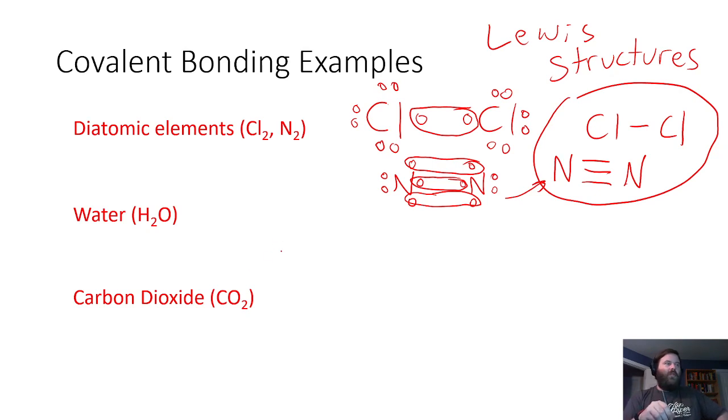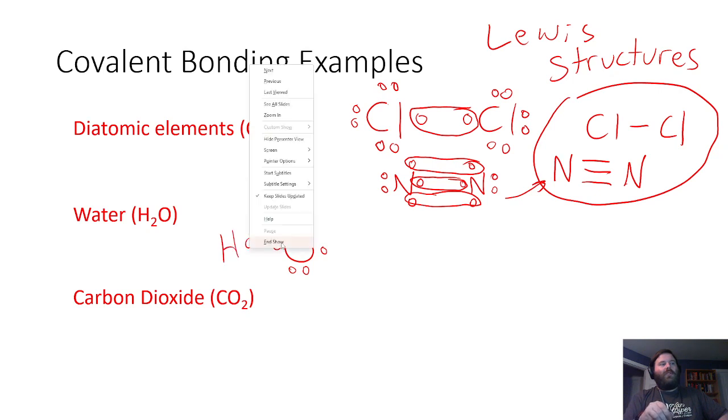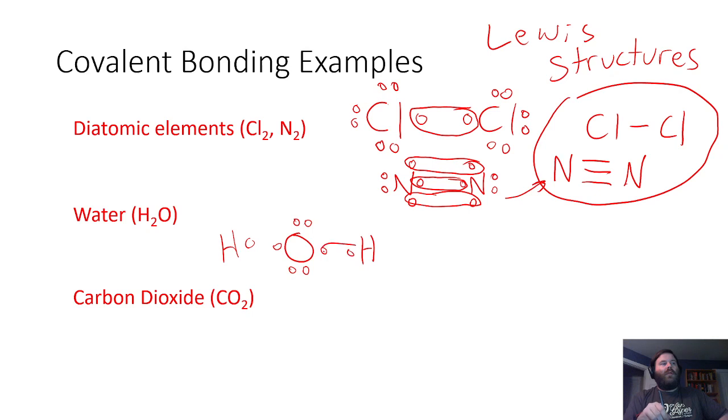Water, another example, that's an oxygen, which remember it has 1, 2, 3, 4, 5, 6 valence electrons. So we get 2 hydrogens, each with 1, and then boom, pair them up, and so we get this shape right here for water.